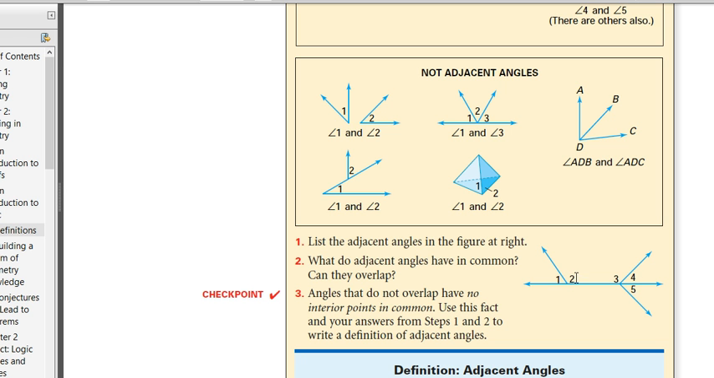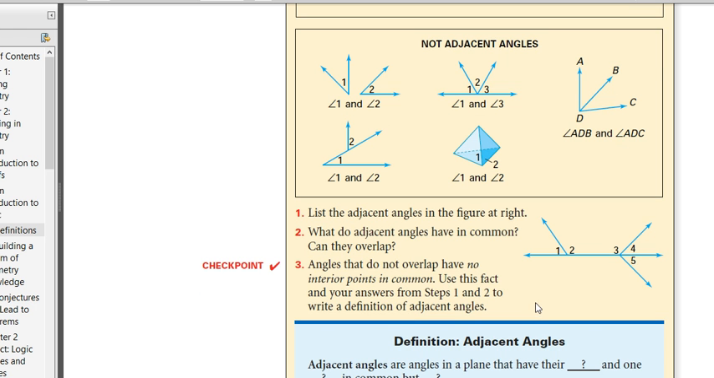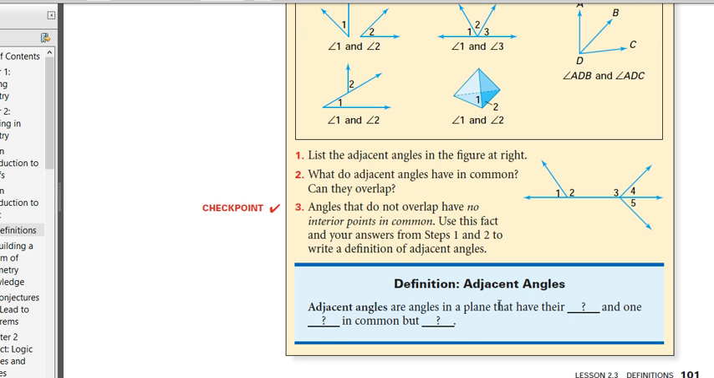Well, it looks like 1 and 2 are adjacent, 3 and 4 are adjacent, and 4 and 5 are adjacent. 5 and 3 are not adjacent. 4 and 2 are not adjacent. So what do adjacent angles have in common? Can they overlap? Of course not. We just talked about that. If they overlap, like ADB and ADC overlap. So look at what it says. Angles that do not overlap have no interior points in common. Use this fact and your answers from steps 1 and 2 to write a definition of adjacent angles.